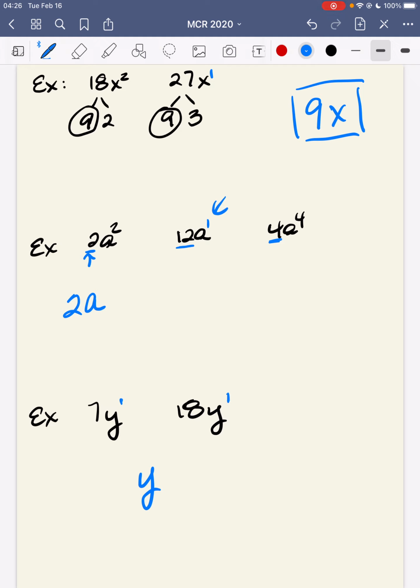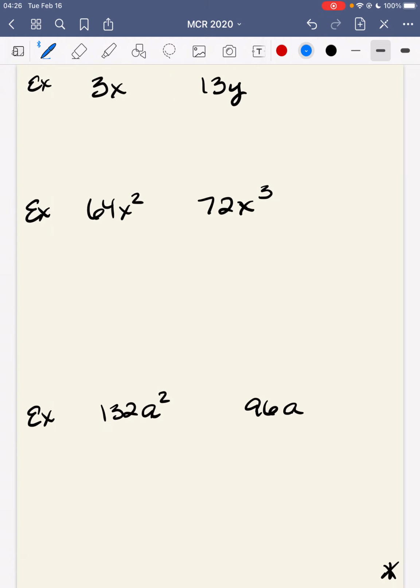Now 7 is 7 times 1. 18, there's no 7. I get either 6 and 3, 9 and 2, 18 and 1. But 7 isn't a part of that. So the only thing this actually has in common is just the variable y. Okay, so my GCF in this case is just y.